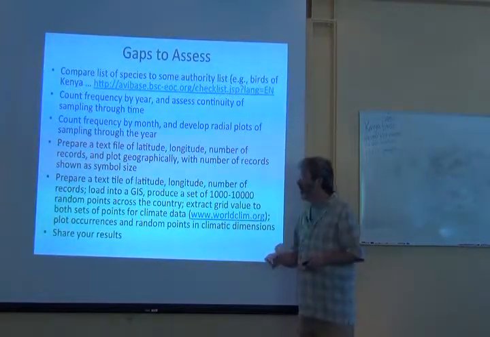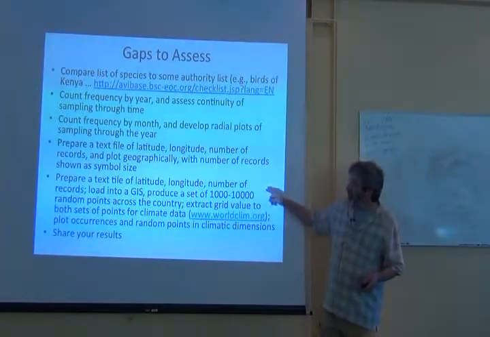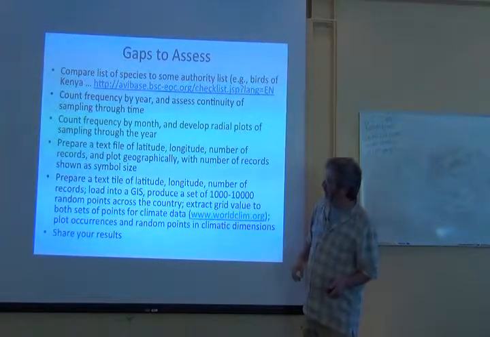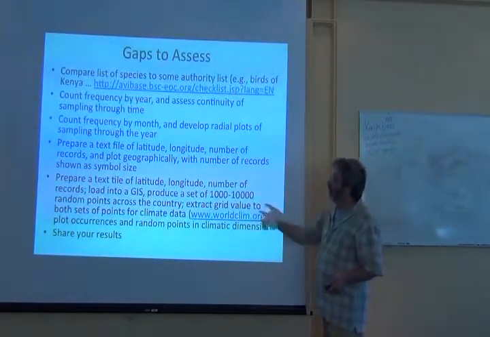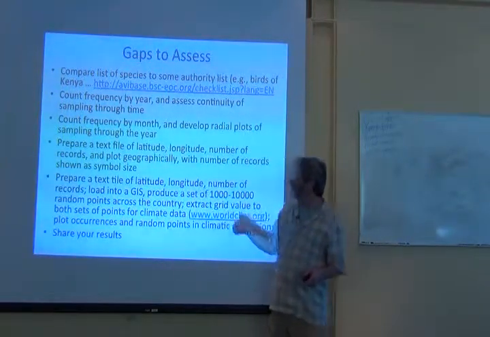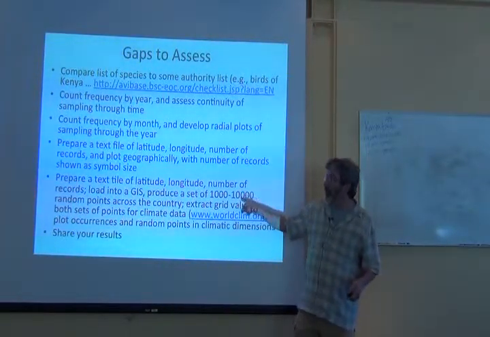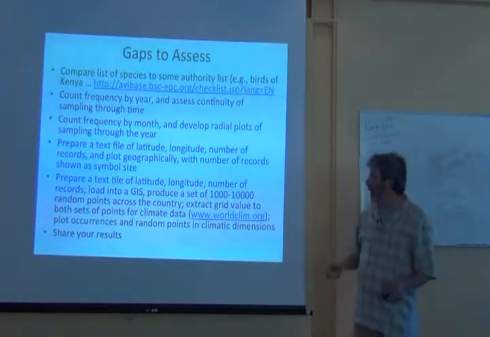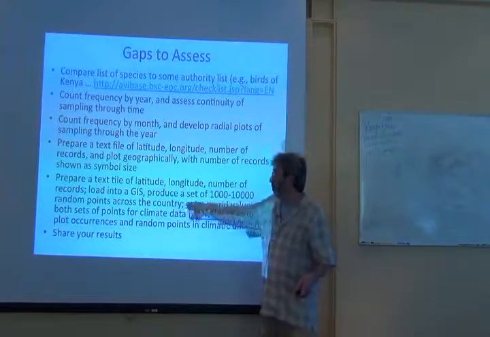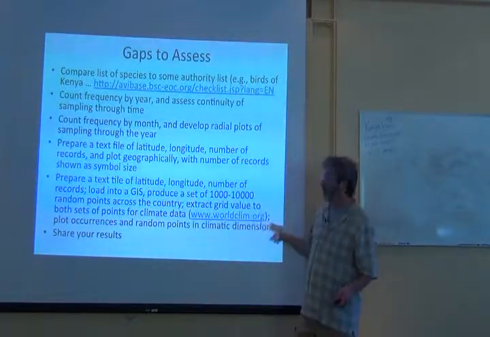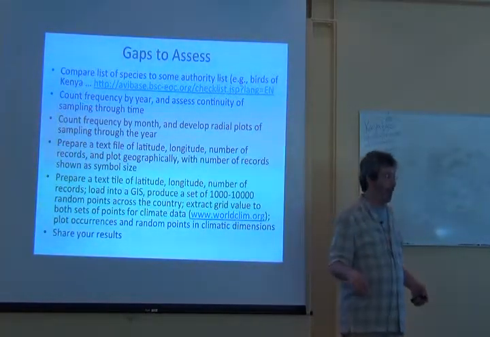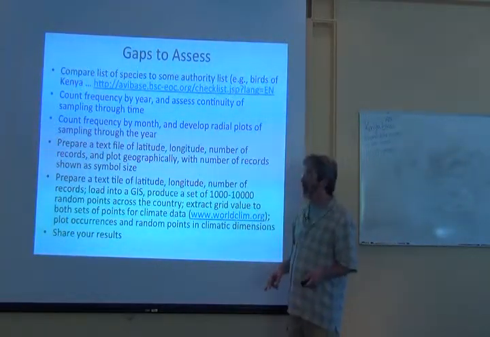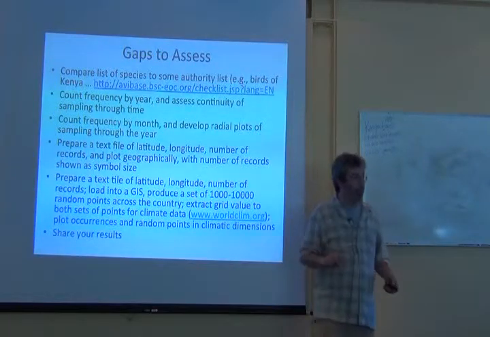Now, if you want to go one step further, how about a text file of latitude, longitude, number of records loaded into a GIS, produce some random points over the same region, extract the grid value to both sets of points for some climate data, and plot them in climatic dimensions. That's a little harder.